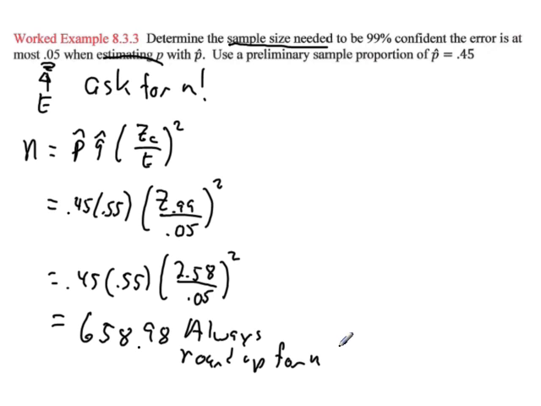So, in order to be 99% confident that our proportion is not going to be off by more than 0.05 when estimating p with p hat, we should take a sample of size n equals 659.